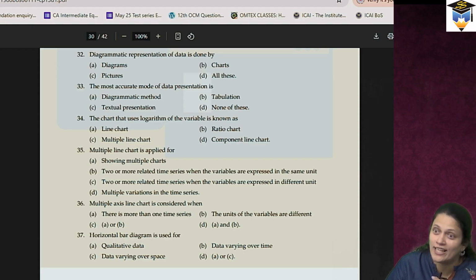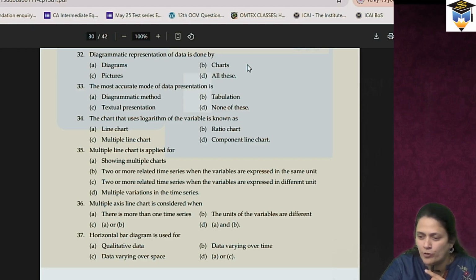Is it given in the textbook, ratio chart? Okay, page number 13.9. On page number 13.9, you can read this information that chart that uses a logarithm of a variable is known as a ratio chart. So that is option B. So you understood the importance of reading the textbook?